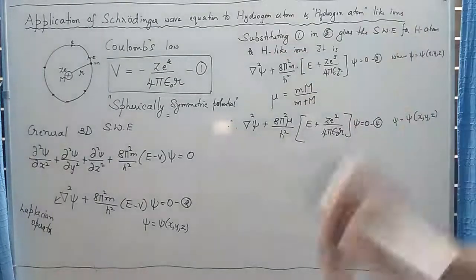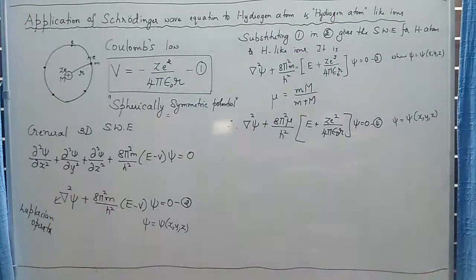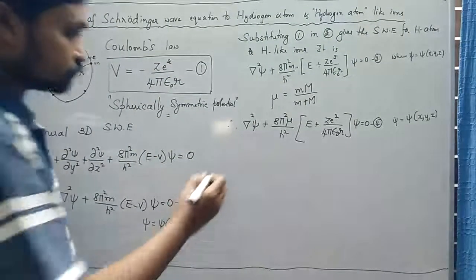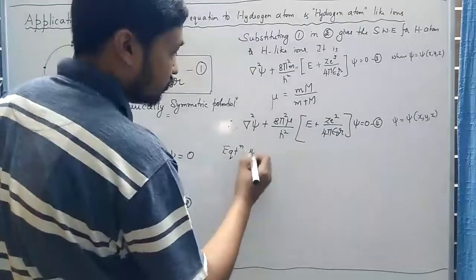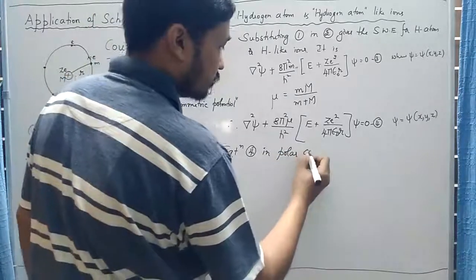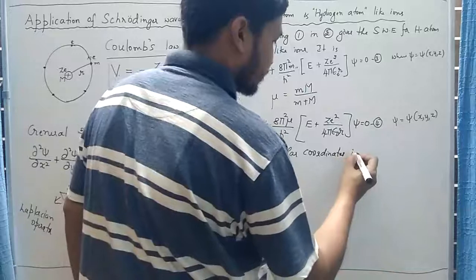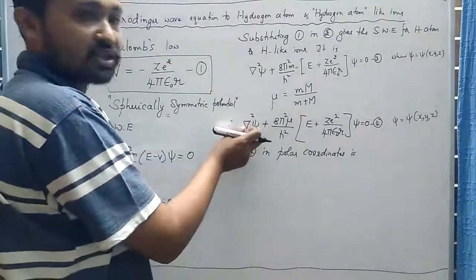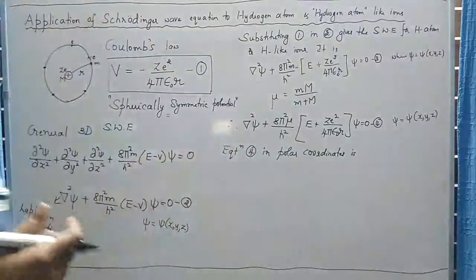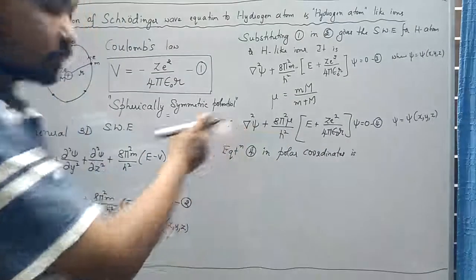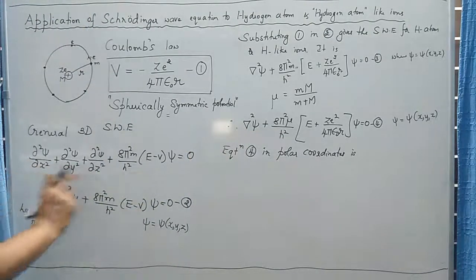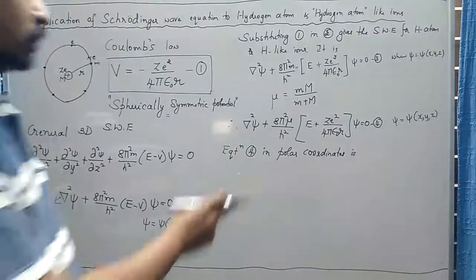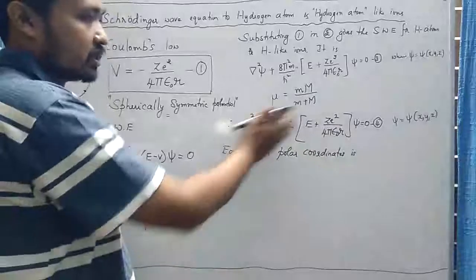Because the motion of the electron around the nucleus is rotational motion, and rotational motions are always well expressed in polar coordinates instead of Cartesian coordinates. So let us rewrite equation 4 in polar coordinates. When you convert this equation into a Schrodinger wave equation in polar coordinates, remember only the first term changes, the second term remains as such, because only the first term, the Laplacian operator del square, depends on x, y and z, that is the Cartesian coordinates. The second term does not depend on the Cartesian coordinates. So when we convert equation 4 into equation 5, the first term changes whereas the second term remains as such.